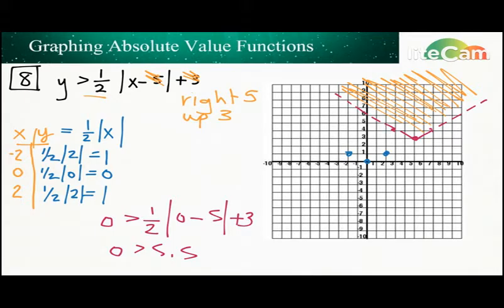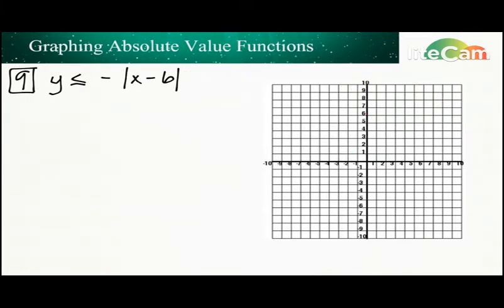Okay, let's try this again. We're almost done, and this time we're going to graph an absolute value that is going to be reflected across the x-axis. We're going to do the same thing as we've done before. We're going to take out the translation. Okay, so this is going to be right 6.